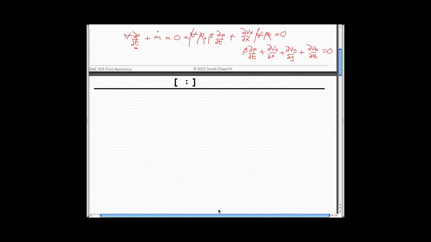It's continuity. It basically says that volume in equals volume out, except for accumulation of mass. Mass in equals mass out relative to any accumulation of mass. And so that's the fundamental expression that is used in porous media flows.